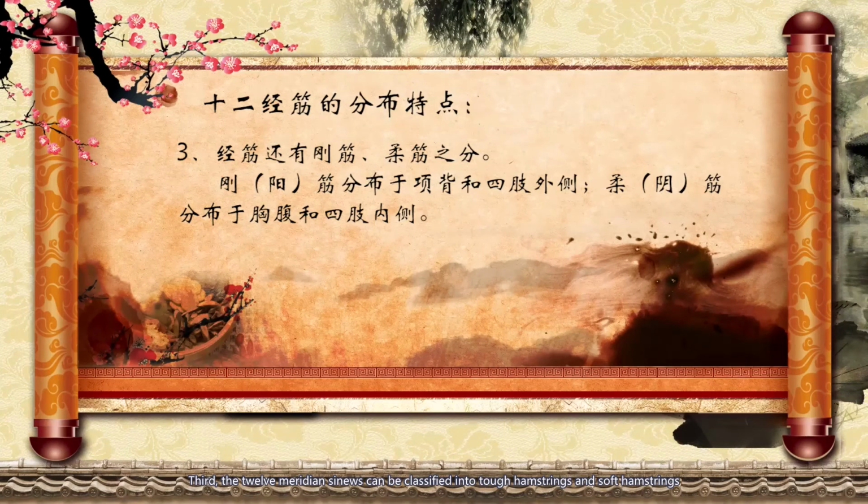Third, the 12 meridian sinews can be classified into tough sinews and soft sinews. The tough sinews are mainly distributed on the back and lateral aspect of the limbs, so we can call them yang sinews. The soft sinews are mainly distributed on the chest and abdomen and the medial aspect of the limbs, so we can call them yin sinews.